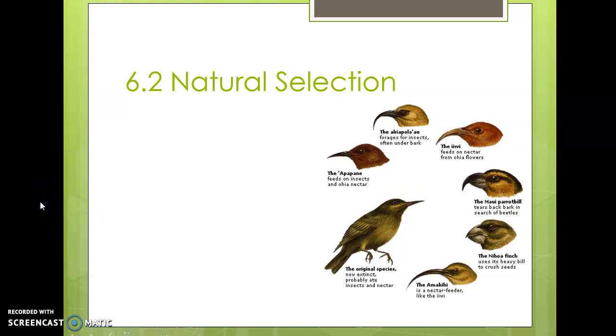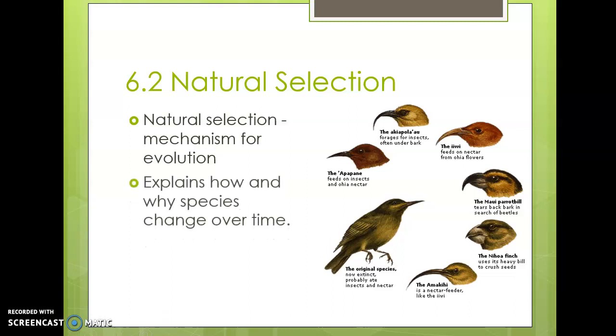Okay, so natural selection then, the mechanism for evolution. We're trying to explain how and why species change over time. The idea that species change over time is not really debatable. We have lots and lots of evidence, even just within human history. Even in our modern current events, the development of a new virus is an example of species changing over time. So we know it happens. Trying to explain what the cause of it is, is what natural selection is for.